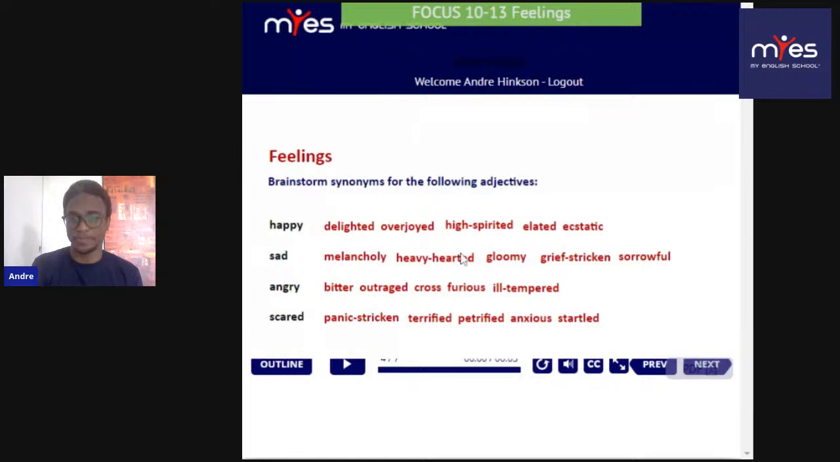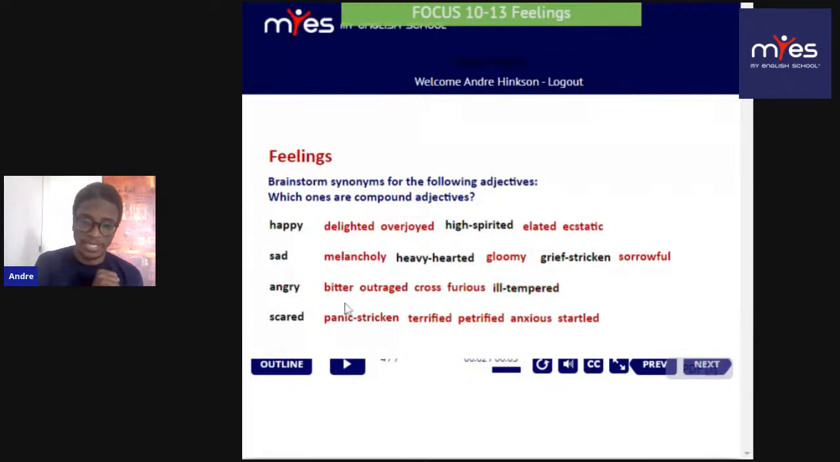Now let's continue. Which ones are compound adjectives? Well, I've told you some of them already, but let's look and see. For happy, there's one in there, high-spirited. Yeah, high-spirited is a compound adjective. Now let's move on to sad. Are there any compound adjectives in there? Yeah, there are two: heavy-hearted and grief-stricken. Anger, there's one: ill-tempered. And scared, we've got panic-stricken.